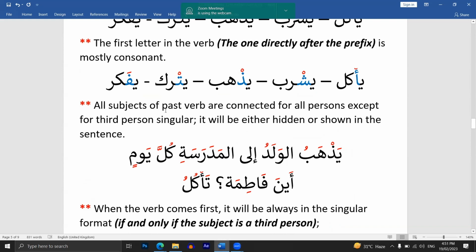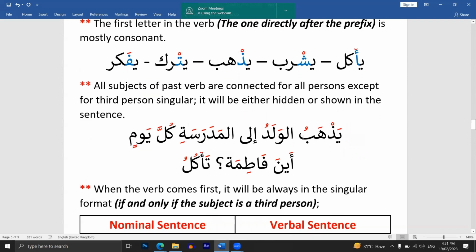And the same case as past verb. In past verb, we said only third person singular doesn't have connected pronoun. Okay. So يذهب الولد. Here the subject is obvious, is not connected to the verb. And also for the feminine singular. أين فاطمة؟ فاطمة تأكل. So third person singular, we either see the subject obvious like this, we will see it in the sentence as a noun, or it will be hidden pronoun like here, تأكل.